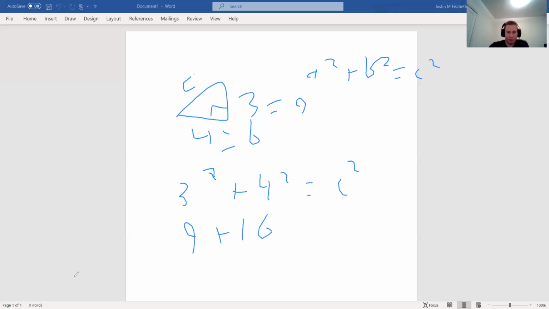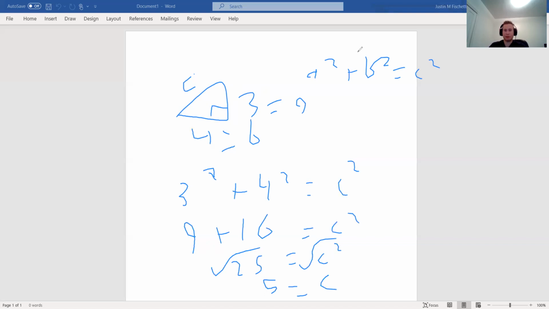Solve out the squares, so you get 9 plus 16 equals C squared. Then add these together: 25 equals C squared. Then all you have to do is solve C squared equals 25. In order to get rid of the square, you have to take the square root of both sides. The square root of 25 is 5. So 5 equals C. Therefore, you can solve for that.